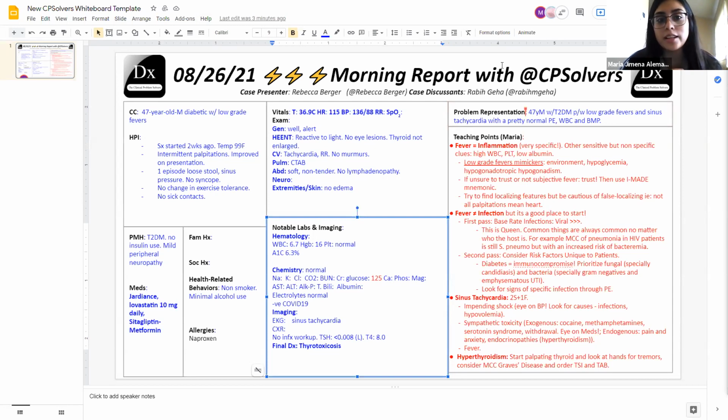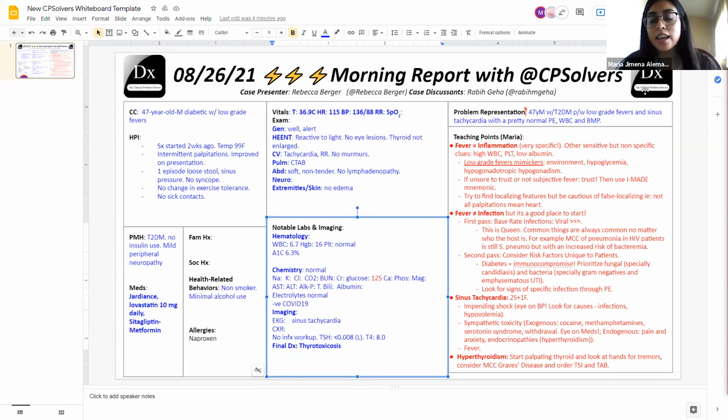And for this, you're going to want to look for signs of specific infections through the physical exam. So use your eyes, use your stethoscope, use your hands, and try to localize an infection. And if you can't, you can aid yourself with other testing. And in this patient who had a relatively unremarkable physical exam but had sinus tachycardia, consider 2S and 1F. Consider impending shock, and for that you want to have your eye on the blood pressure and look for causes of what might be causing a shock, because that's a do not miss diagnosis for sure.